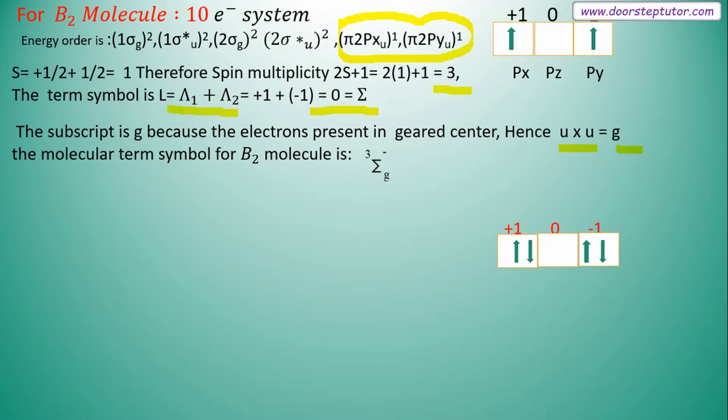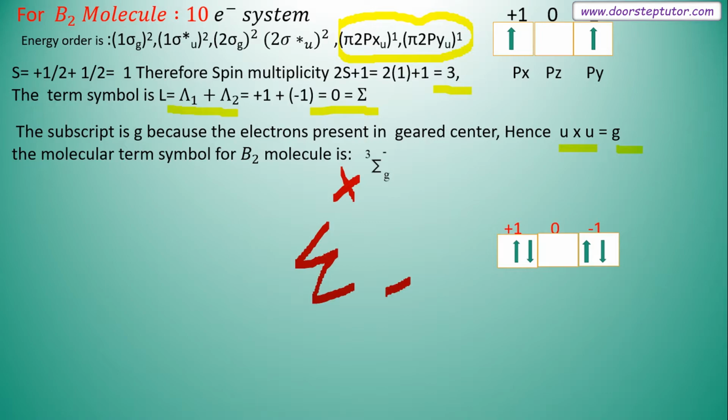Okay, and here you can see that there is a negative superscript. So why have we written a negative superscript? Please focus, students, I'll explain a very important concept over here. Generally, if the term symbol is sigma, the superscript may be positive or negative. That is very important. So when do we write positive and when do we write negative? Here I have written a negative term symbol, students. Please focus.